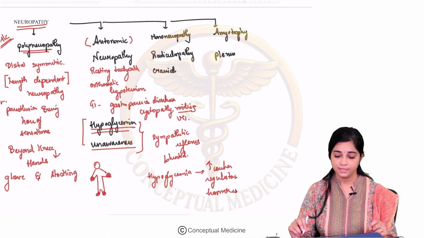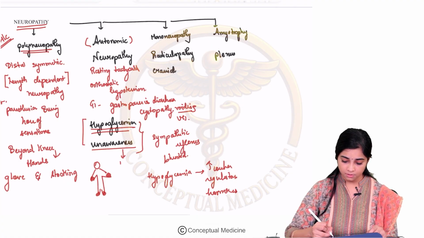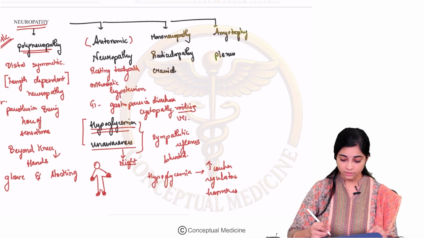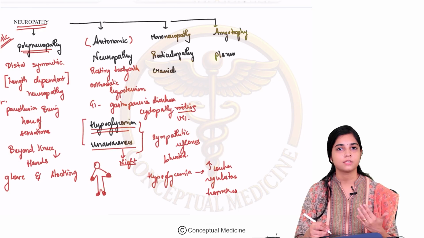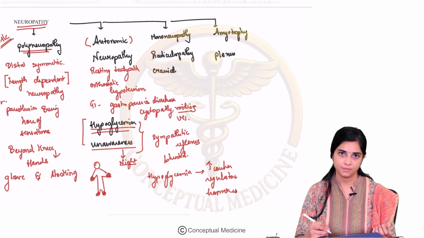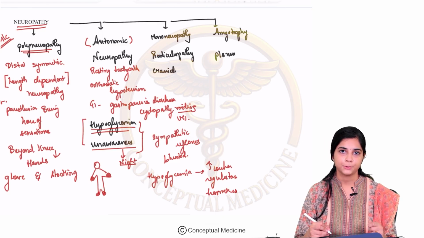Okay, this hypoglycemic unawareness is more common at night because your sympathetic reflexes are more diminished. So they can have hypoglycemia in the night, which is very, very dangerous because it cannot be identified by the family members as well. Alright, so this is about your autonomic neuropathy.